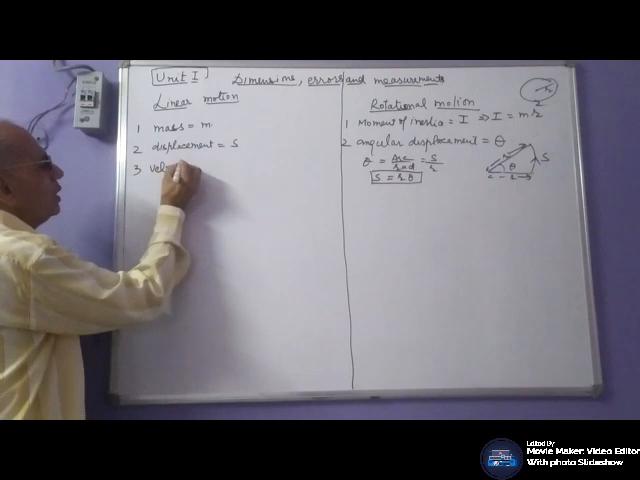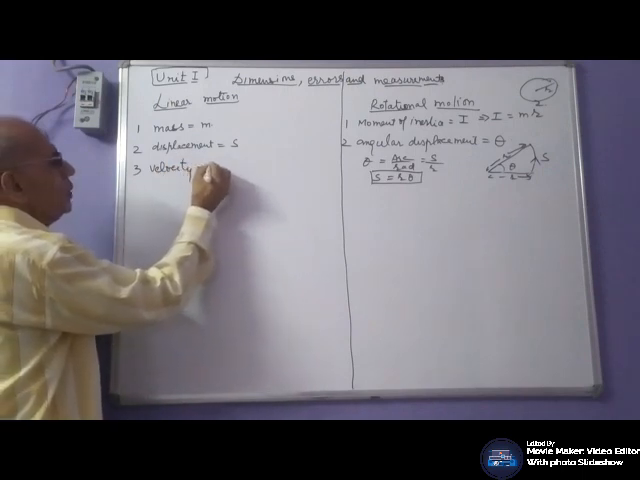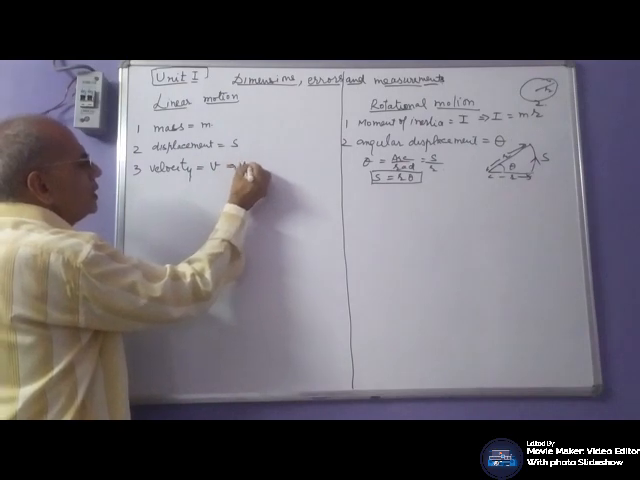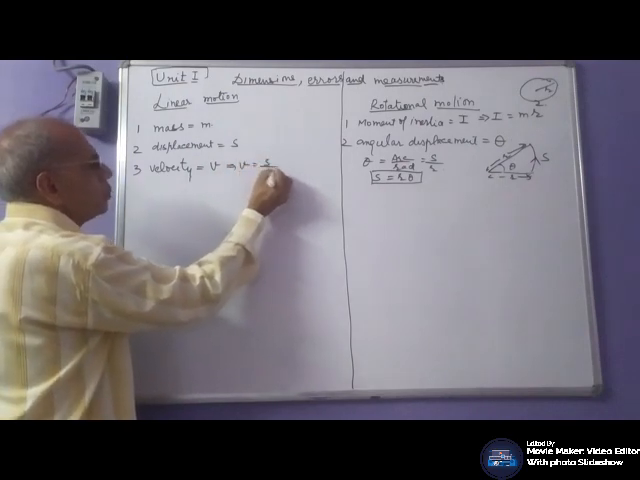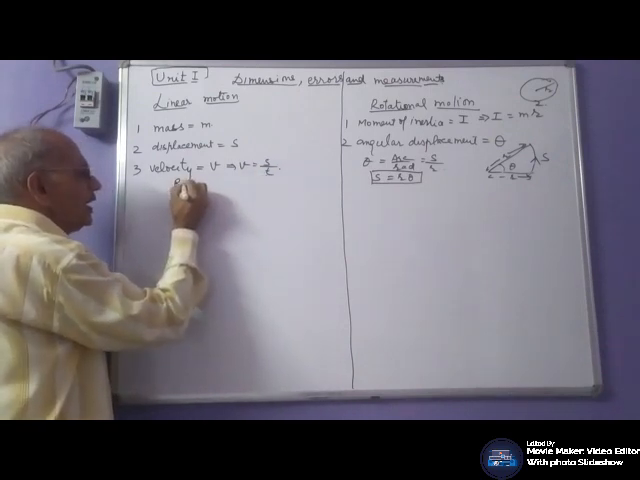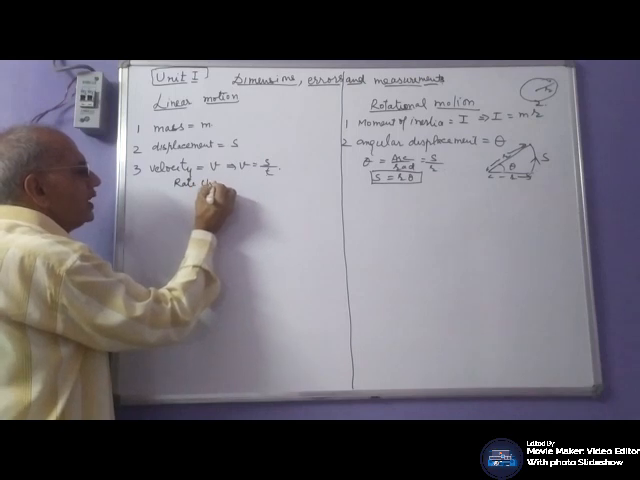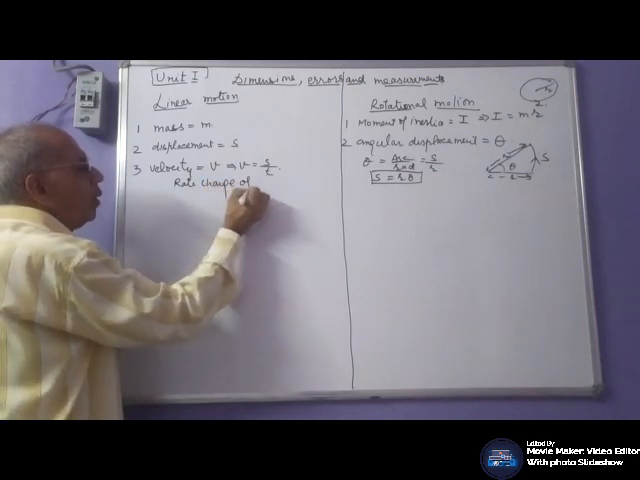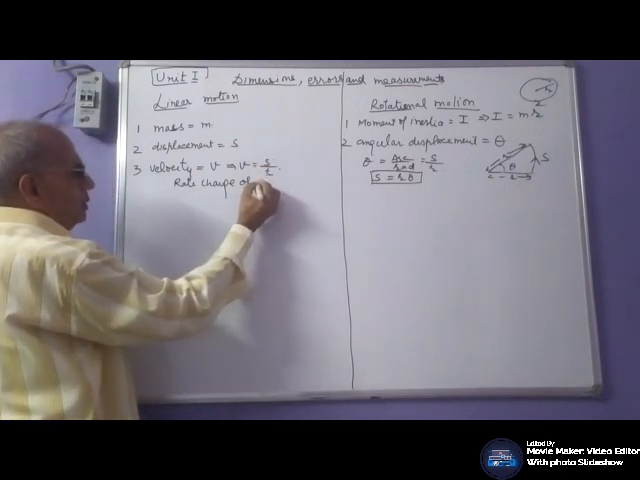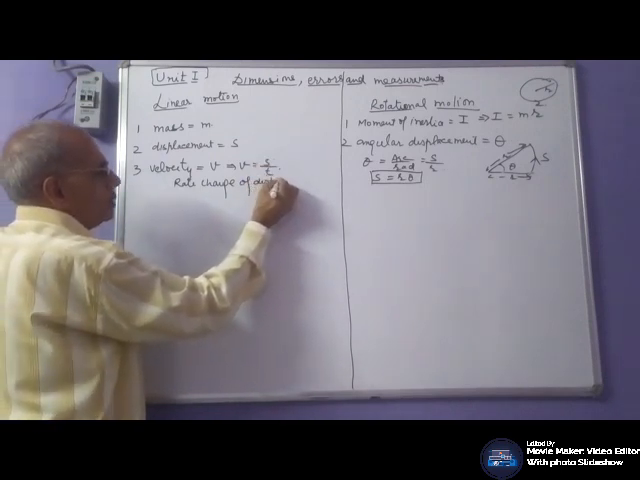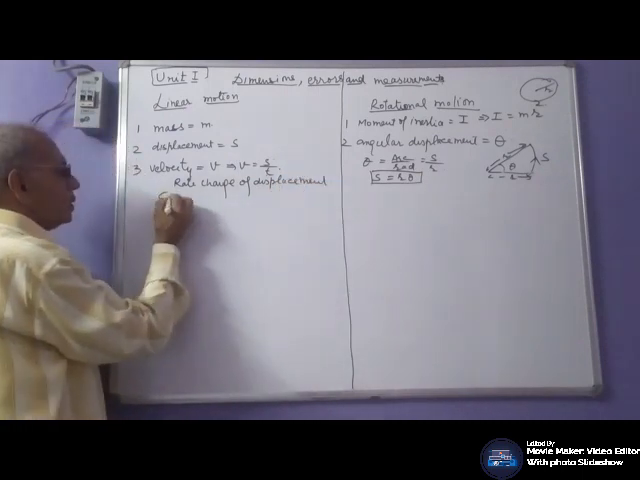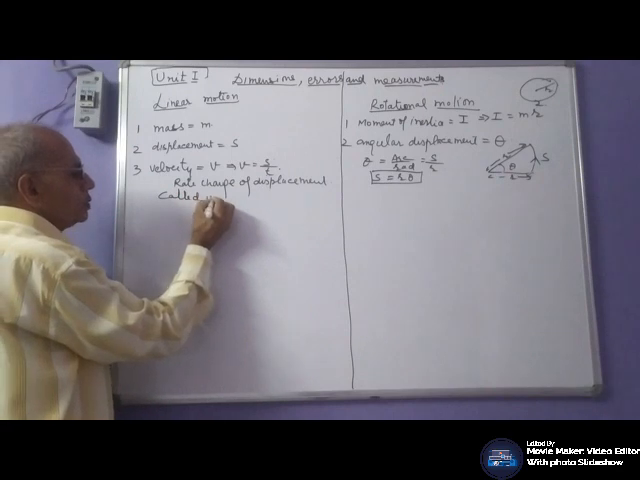Velocity, physical quantity. Symbol is V. And V is S by T. S by T means rate of change of displacement, called velocity.